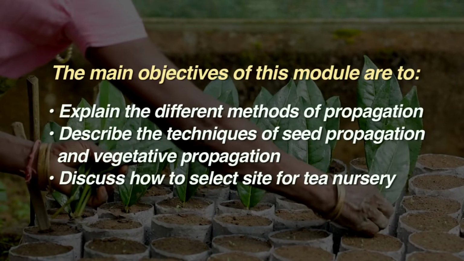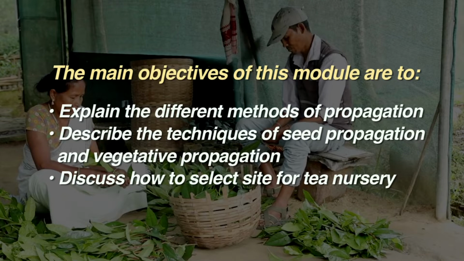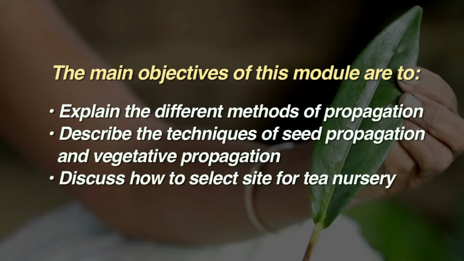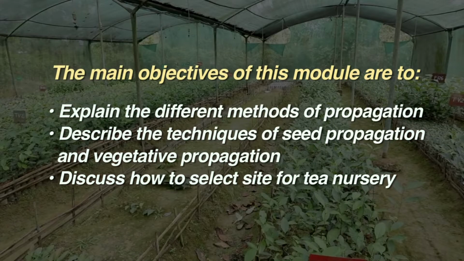So, the main objectives of this module are to explain the different methods of propagation, to describe the techniques of seed propagation and vegetative propagation, and to discuss how to select a site for establishing a tea nursery. Let us first learn about seed propagation. For this, we shall try to discuss the experience from a Northeast Indian state like Assam.